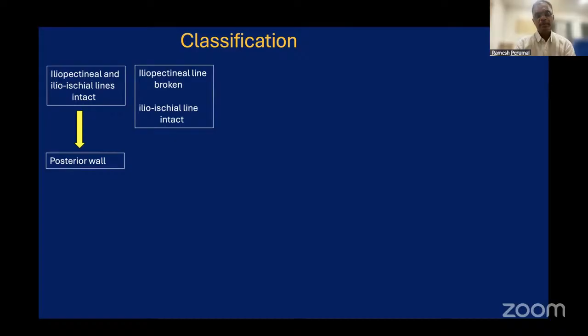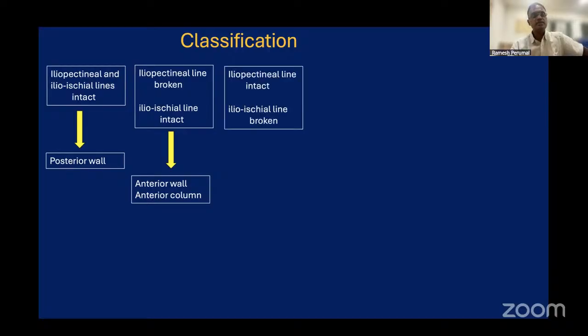anterior column fracture when the iliopectineal line is broken. Also, when the middle part of the anterior column is involved, it is a part of an anterior wall fracture. So a break in one line is an involvement of an anterior wall or an anterior column fracture.